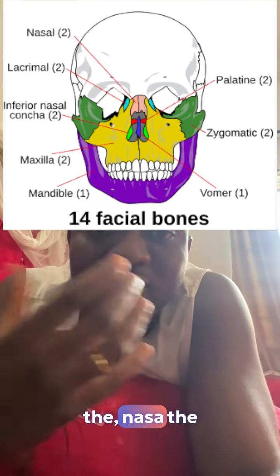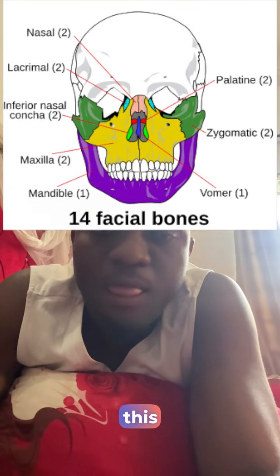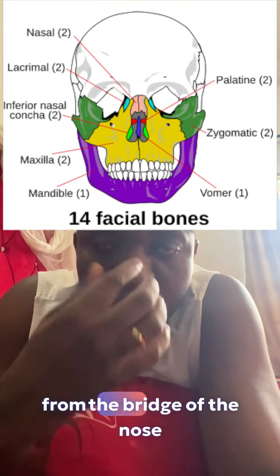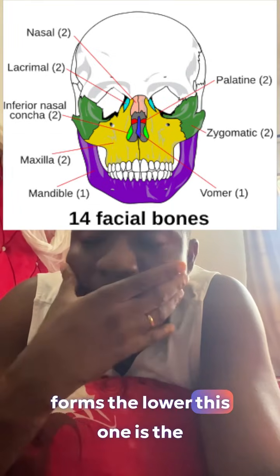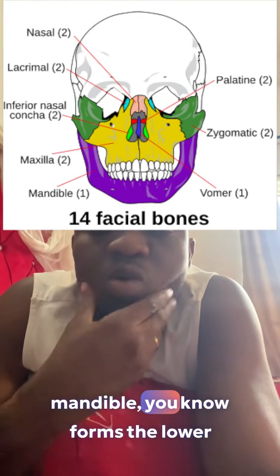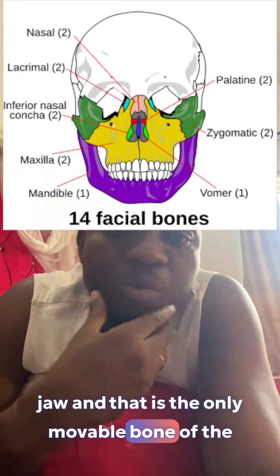And then we have the nasal bones. They are also 2 in number. The nasal bones form the bridge of the nose. Then we have the mandible. This one is the maxilla. This one is the mandible. The mandible forms the lower jaw, and that is the only movable bone of the skull.